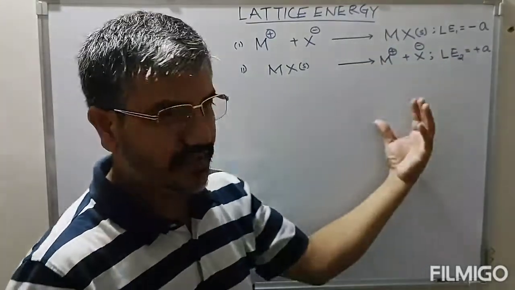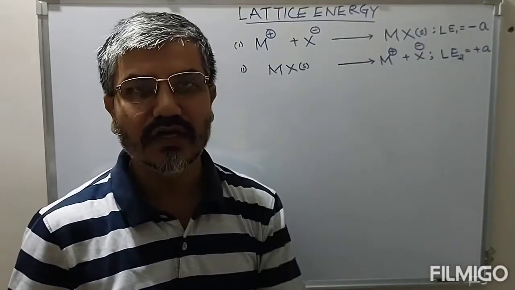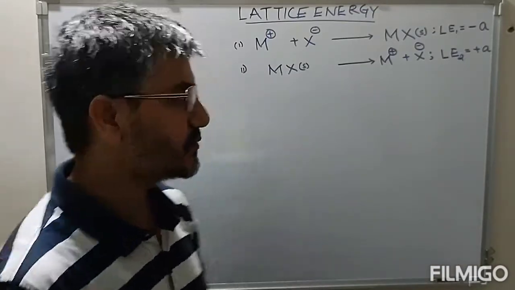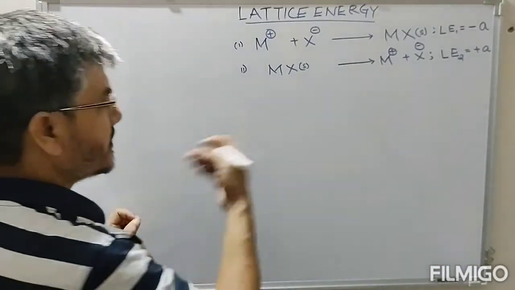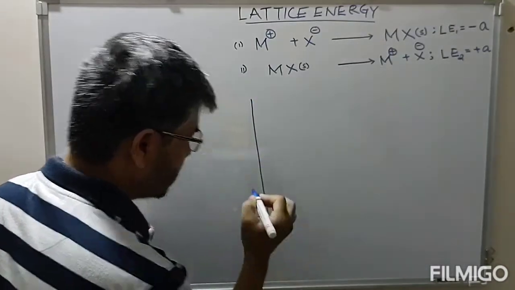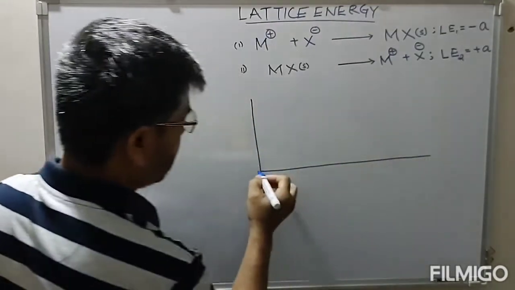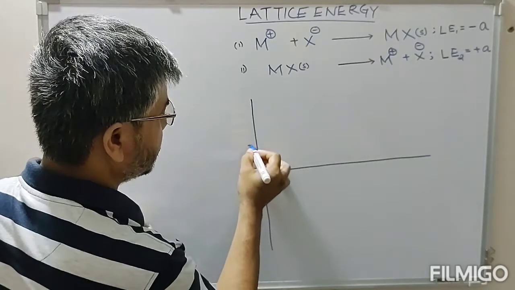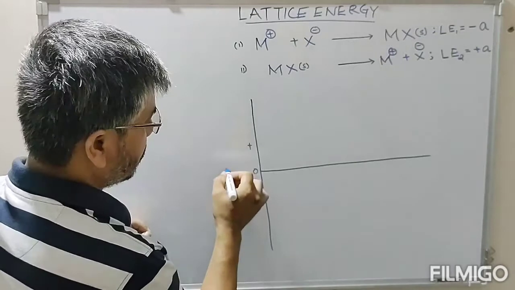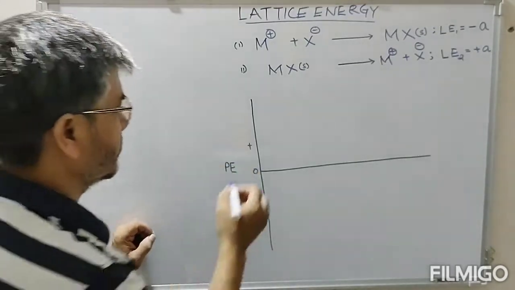While using this lattice energy, we have to be very specific whether it is defined in terms of energy released or in terms of energy required. Now coming to the graphical representation of this lattice energy. This is 0, this is the positive value, this is the negative value. Now this is the potential energy of the system.